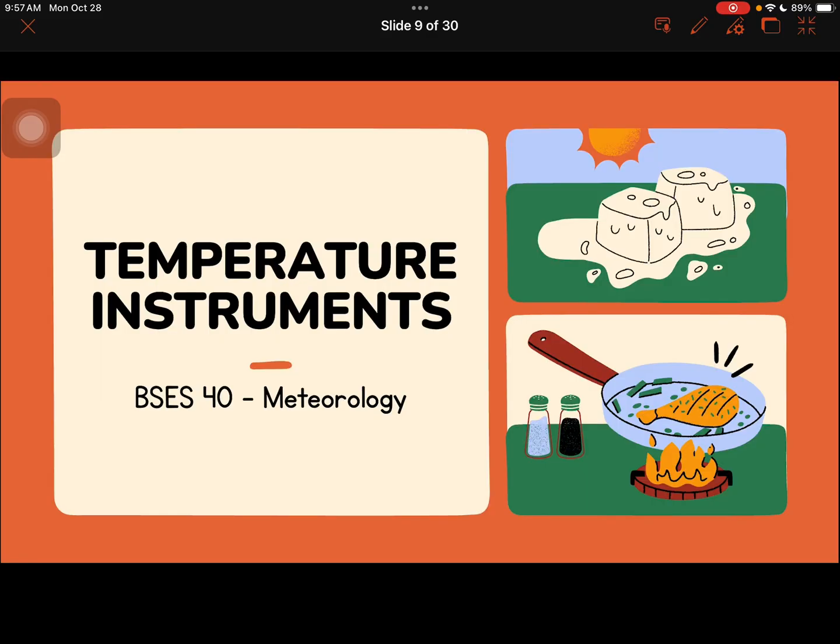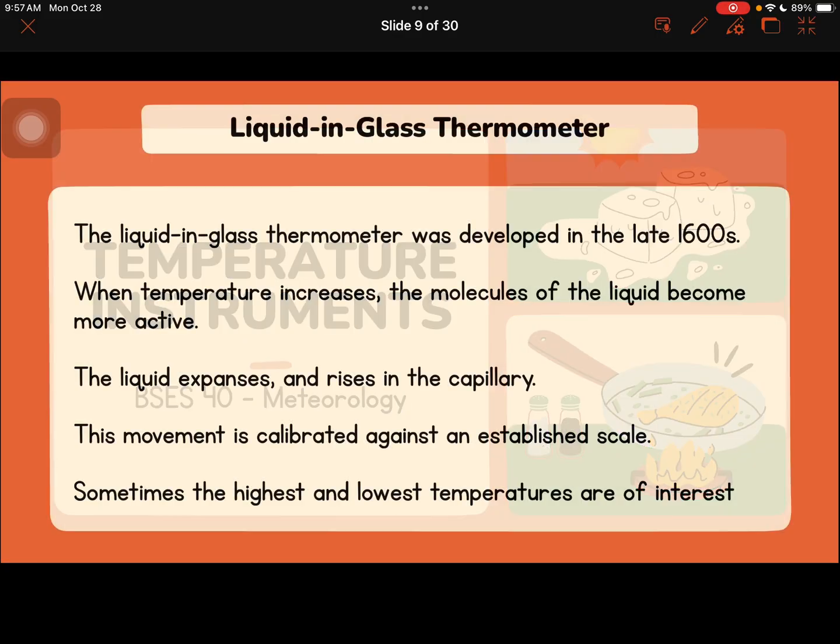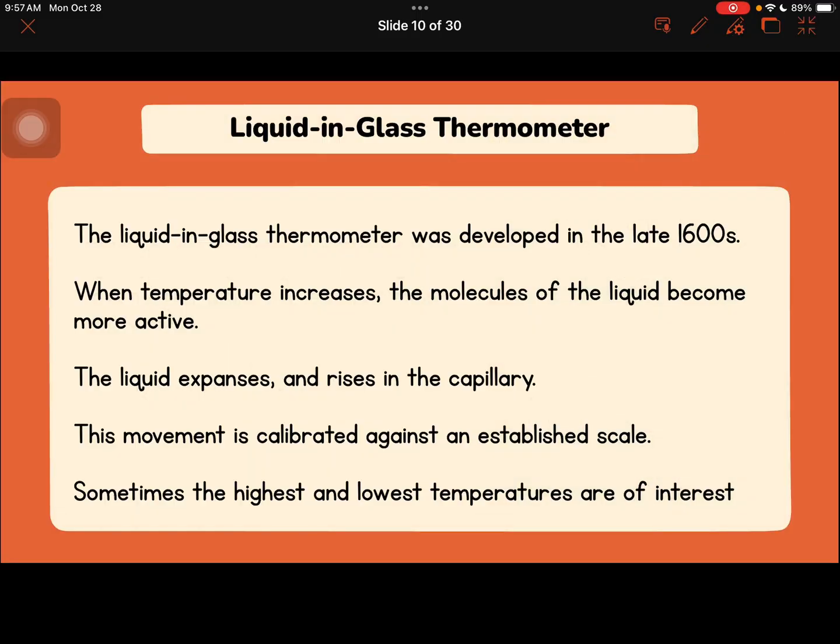So, doon na po tayo sa ating tinatawag na mga temperature instrument o iba't ibang uri ng mga thermometers. The first is the liquid in glass thermometer. This one was developed in the late 1600s. So, ano pong loob ni liquid in glass thermometer? We actually use two types ng liquid in glass. Common na ginagamit is si mercury. Second is si methyl alcohol.